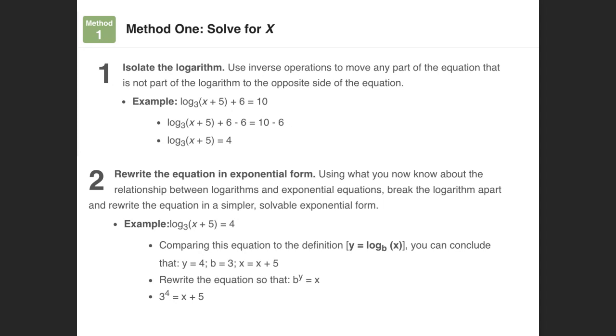Okay, in this example here, you got log base 3 of x plus 5, plus 6 is equal to 10. I would move the 6 over here, so you end up with log base 3 of x plus 5 is equal to 4. Well, now I've got the logarithm isolated, so my next step would be to rewrite it as an exponent. So that would be 3 to the 4th is equal to x plus 5. Well, 3 to the 4th is a number. So if I just plug into my calculator, 3 raised to the 4th power, I end up with 81. So now I have 81 is equal to x plus 5. Subtract 5 from both sides, and I end up with x equals 76.